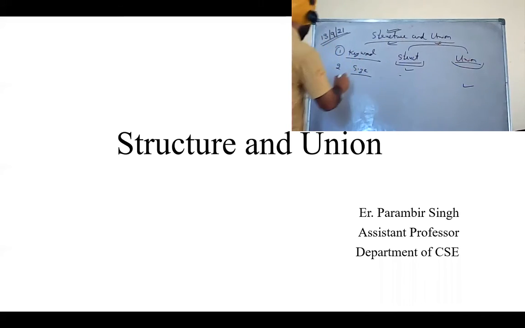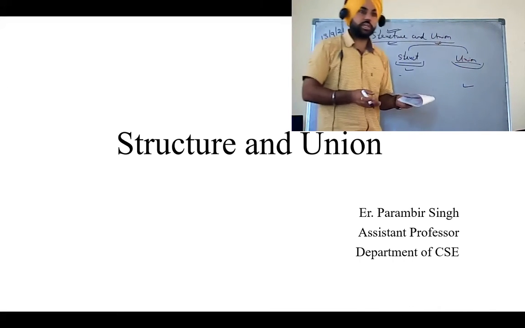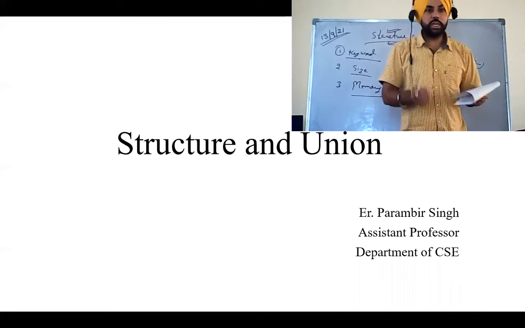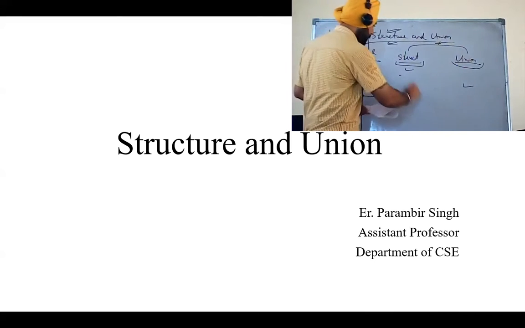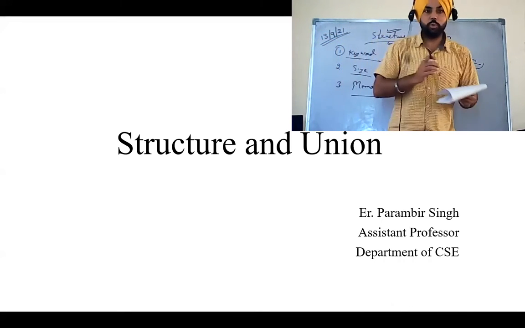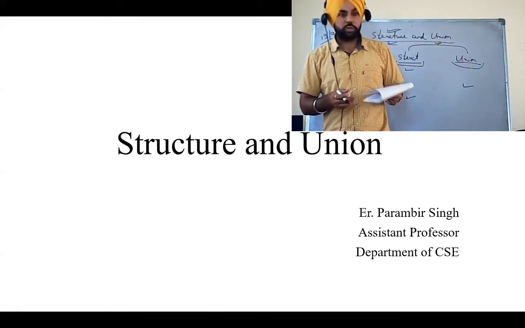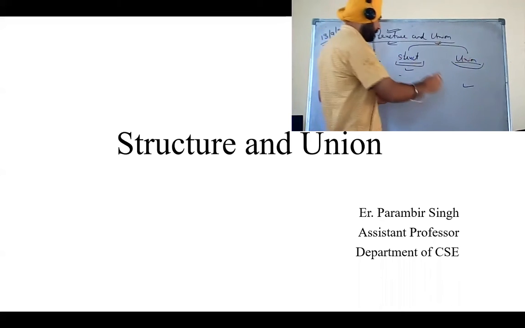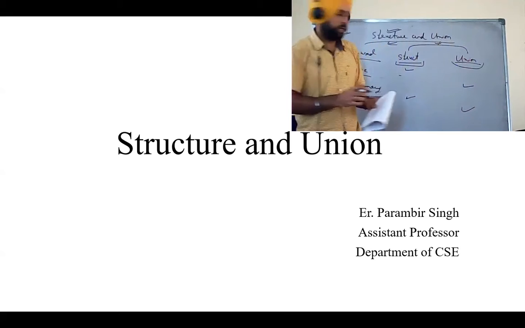Okay, the third one is memory. Each member within a structure is assigned a unique storage location. And in the case of union, the memory is shared by the individual members of the union.